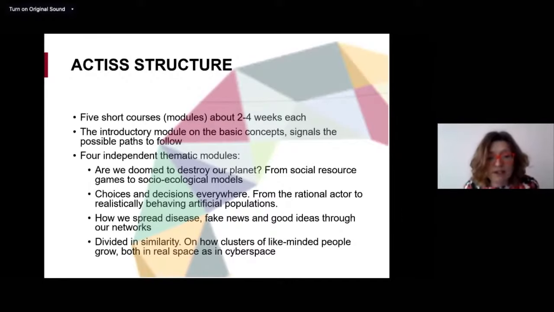The first one is, are we doomed to destroy our planet? This is a module devoted to game theory and socio-ecological models. The second one is choices and decisions everywhere, and this is about realistic modeling of an actor, of an individual. The third one is how we spread disease, and this is about network theory. And the fourth one is divided in similarity, and this is about different ways of modeling space.